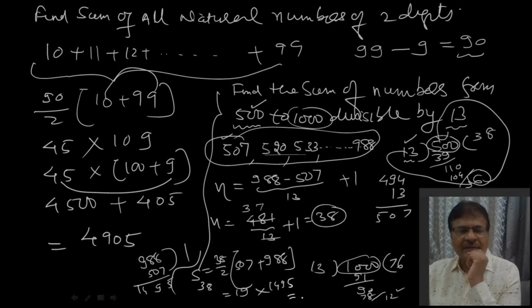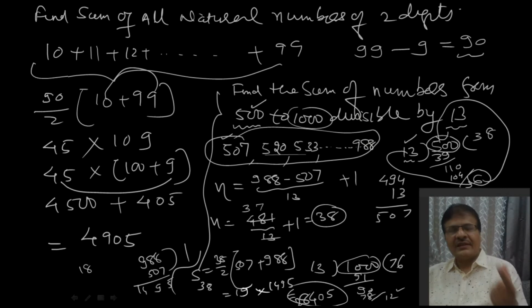So if I multiply this, 19 times 5 is 95, carry over 9. 19 times 9 is 171 plus 9, 180, carry over 18. 19 times 4 is 76, 94, carry over 9, so 28405 is my answer. So that way we can determine it. Now the next question.